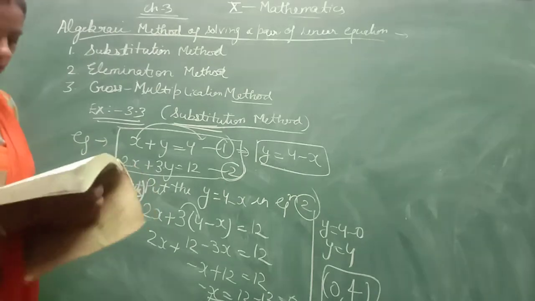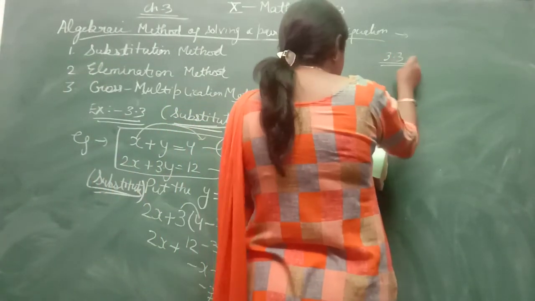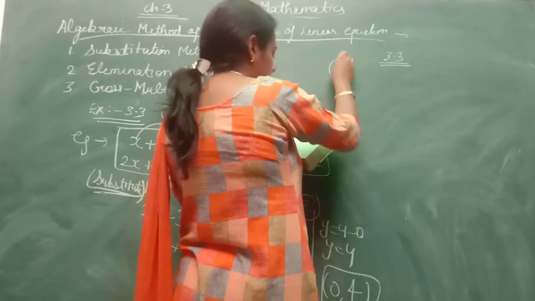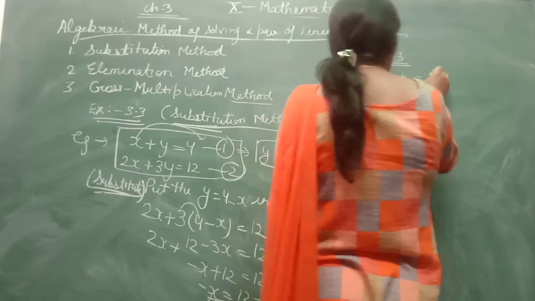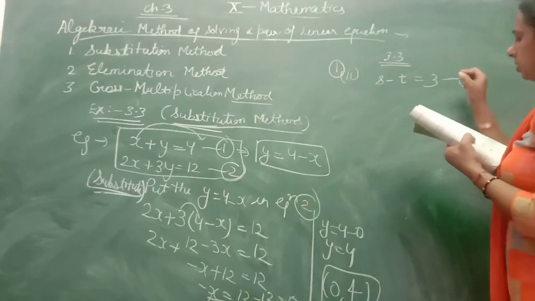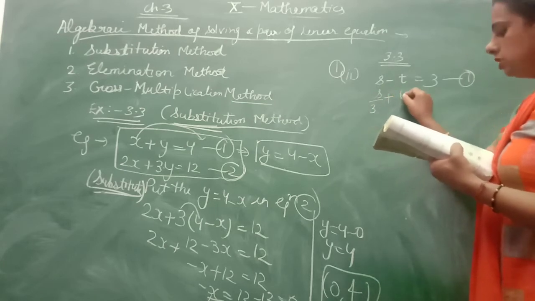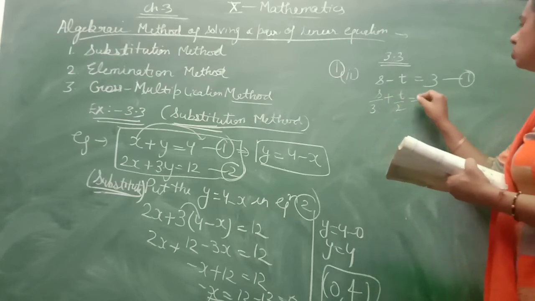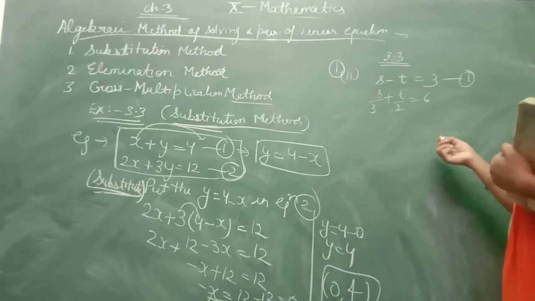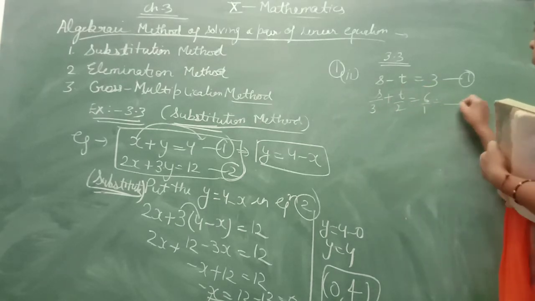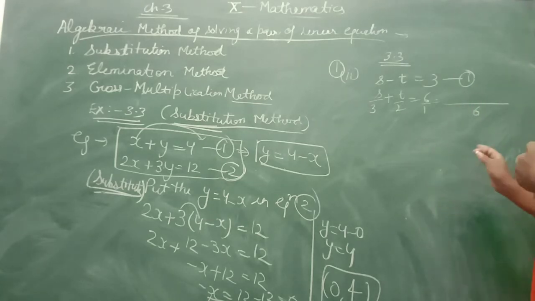I am taking from exercise 3.3, the first question, second part, where s minus t is equal to 3. This is your first equation, and the second is s by 3 plus t by 2 is equal to 6. If you don't like the equation in this form, you can take the LCM so that it becomes the simplest form, that is the ax plus by plus c form.